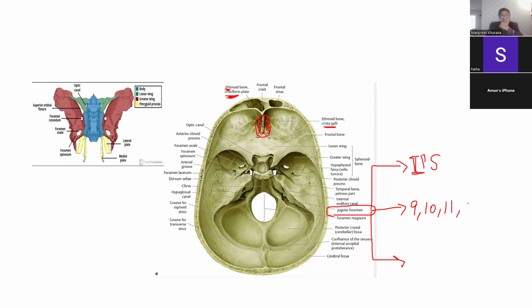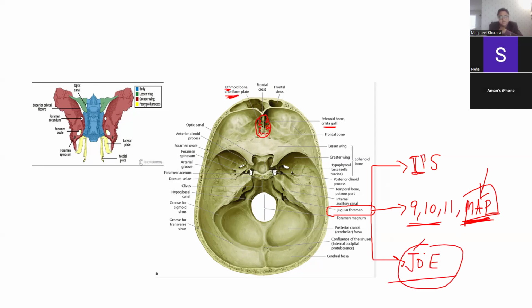And the meningeal branch of the ascending pharyngeal artery. Pharyngeal artery, yeah, MAP. So remember 9, 10, 11, MAP. And the last, the posterior part, was? Joey, or JOE: jugular vein, occipital artery, emissary vein.